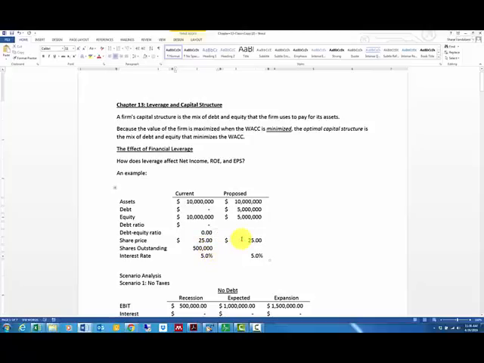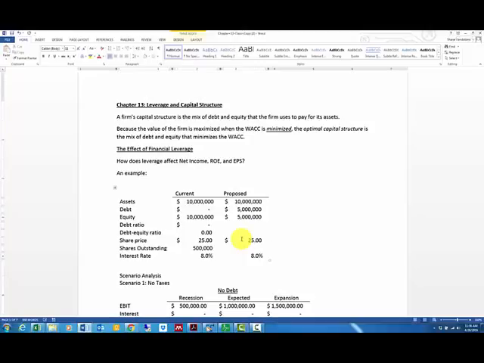And the correction I need to make here is the interest rate shouldn't be 5% because it won't match up with the rest of the examples that I give you. It should be 8%. So I'm going to change the interest rate from 5% to 8% here. And now we need to calculate what our shares outstanding would be after we repurchase $5 million worth of stock.